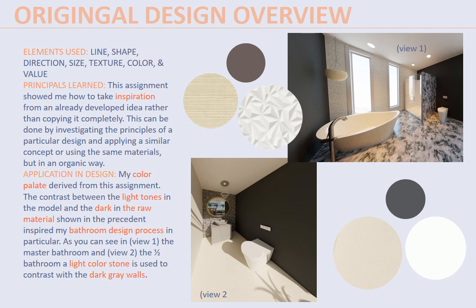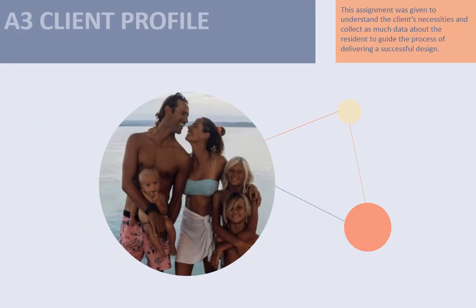Elements such as line, shape, direction, size, color, and value were used to help me derive a color palette. This assignment assisted in my understanding of contrast between dark and raw tones, which were shown in the precedent. In my design process, I show this by contrasting light white stone material with very dark gray walls.